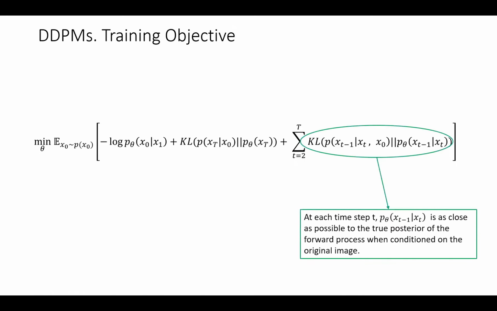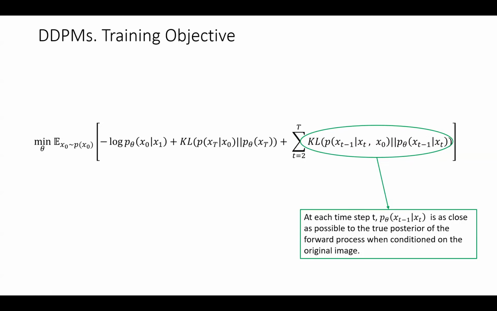So first term, the last term is important because at each time step, p theta, we want to make this as close as possible to this distribution, because this is a network which is estimating, and this is what we want to try to do. So we will train the network so that the loss function will be like this objective function between two probability distributions.